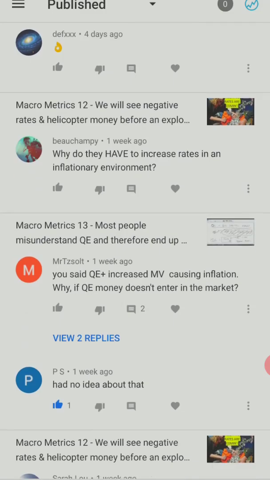Okay, macrometrics. Why do they have to increase rates in an inflationary environment? It's a good question, Beau Champy. You have to understand that the central banks only have two levers. Imagine there is a car, and you've got two pedals. You have the accelerator and the brake. That's all the central bank has. So the accelerator, if you put the pedal to the metal, or whatever the term is, that's equivalent to financial stimulus.